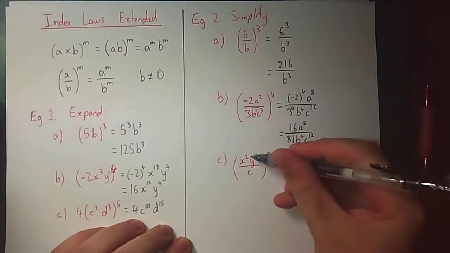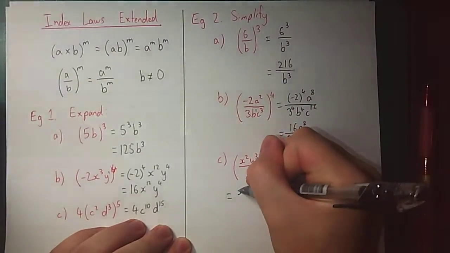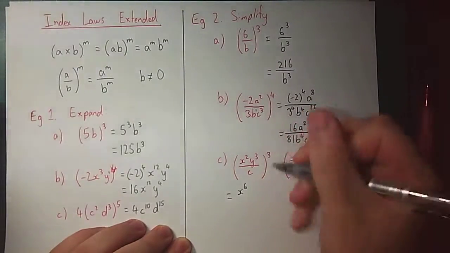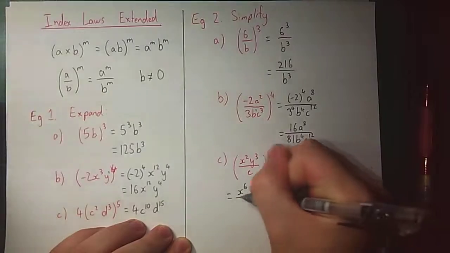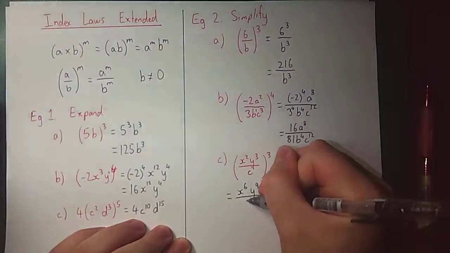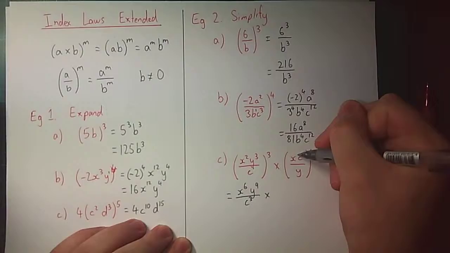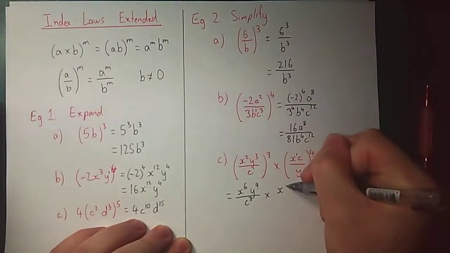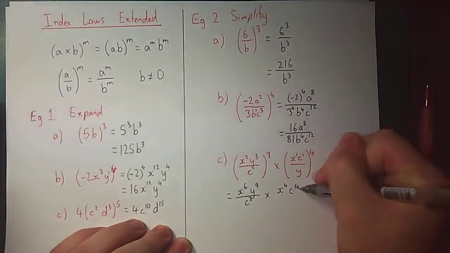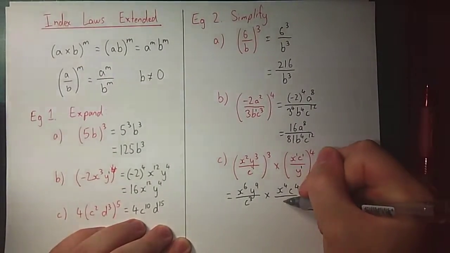The top, on this one here, we've got x squared 2 times 3, that's going to be x to the power of 6, and y to the 3, 3 times 3, that's y to the 9, over, we've got c to the power of 1, 1 times 3, that's going to be c to the 3. That's the first one. Next one, we've got x to the 1, 1 times 4, that's x to the 4. And we've got c to the 1, 1 times 4, that's c to the 4. And then the last one's y to the 1, 1 times 4, that's going to be y to the power of 4.